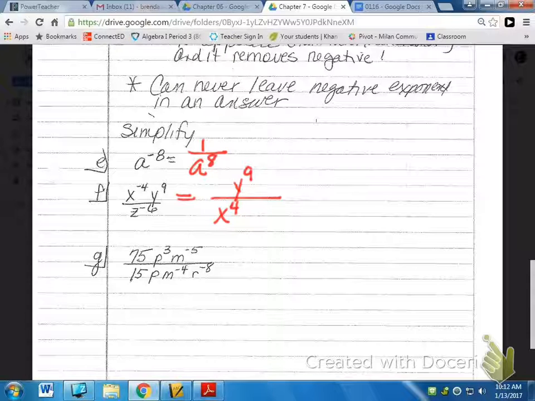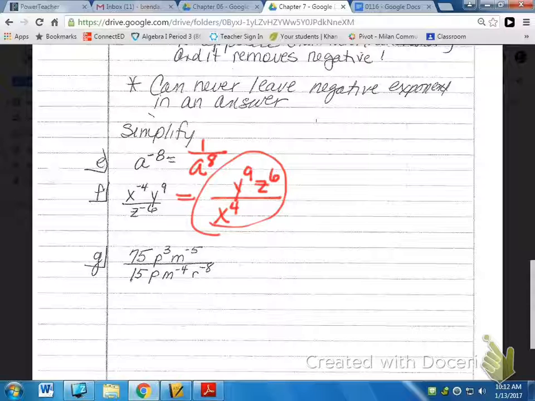The z to the negative 6, should it stay or go? Go. So we're going to have to take it to the top. So y to the ninth, z to the 6th over x to the 4th. Anything cancel? No. So that actually would be my final answer. Y to the ninth, z to the 6th, over x to the 4th. Questions? Are you ready to do the last one?